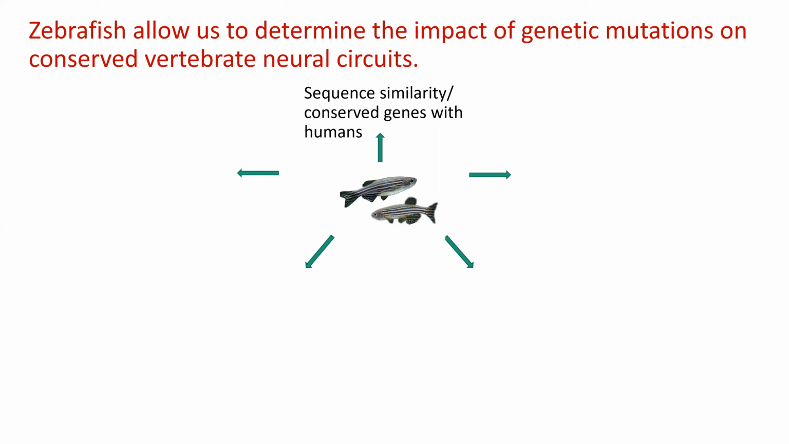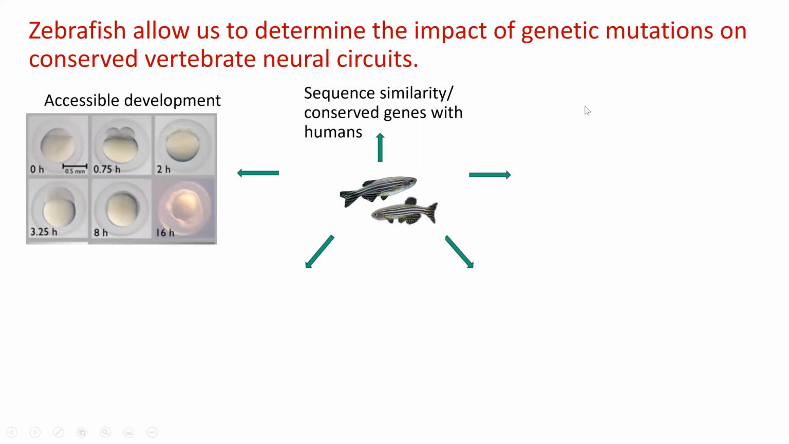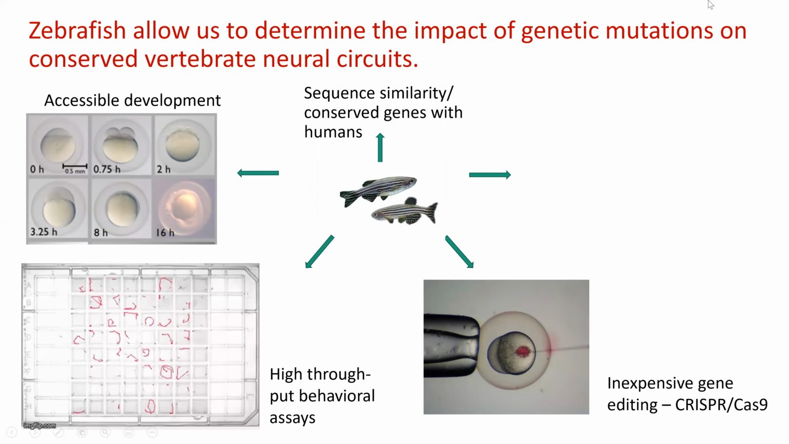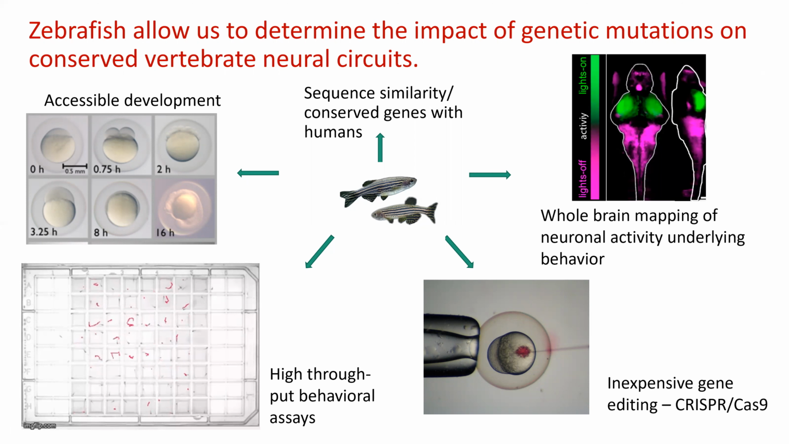Zebrafish have sequence similarity and conserved genes with humans. They also have external fertilization and optical clarity, allowing us to study early developmental processes. We can also use comparatively inexpensive gene editing techniques such as CRISPR-Cas9. Given their high fecundity and small body size, and also highly conserved stereotypic behaviors, they are a good model to carry out high throughput behavioral assays. With the available tools, now we can do whole brain activity mapping to identify brain regions associated with different behaviors.